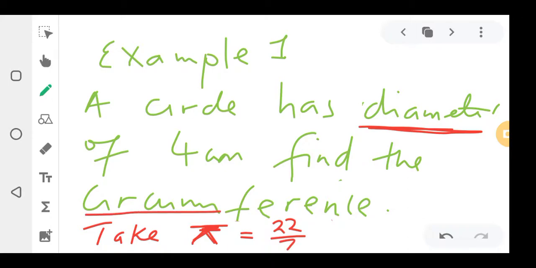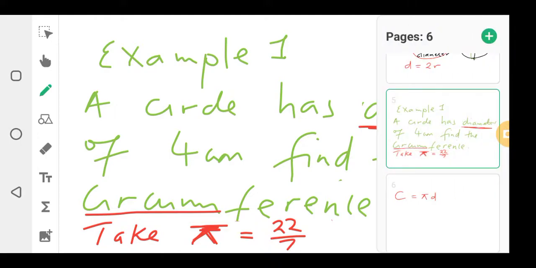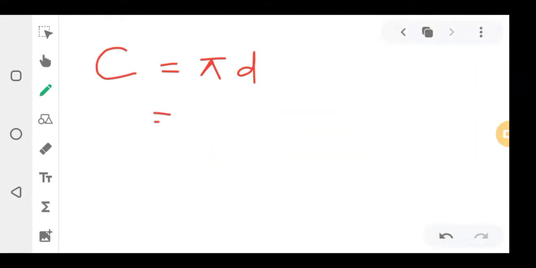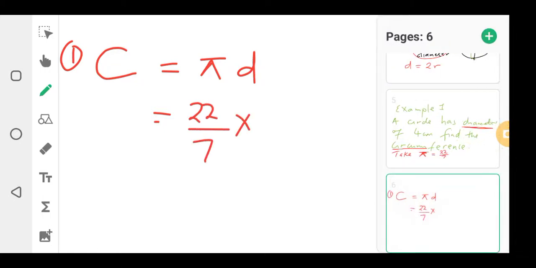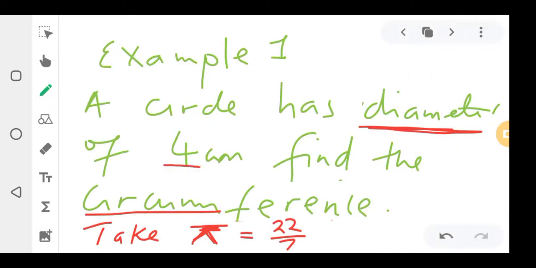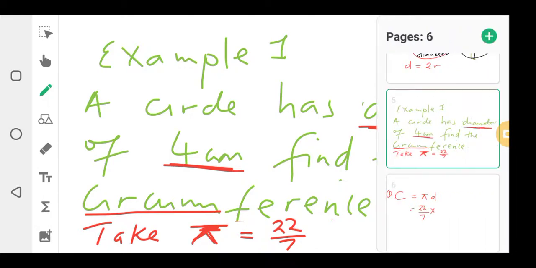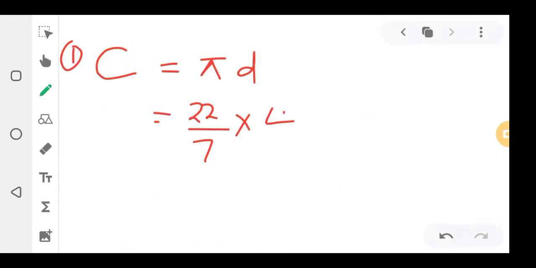So they want you to find the circumference when pi is 22/7. What do you do? Circumference is equal to pi d. The pi there is 22/7 times the diameter. From the question, the diameter is 4 centimeters, so on diameter you put 4. 22 times 4 will be 88/7 centimeters. So that is the circumference.